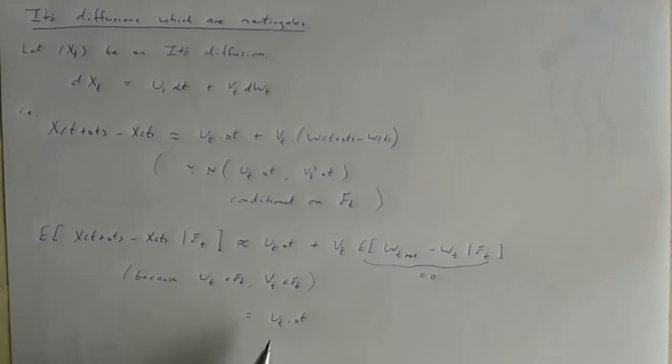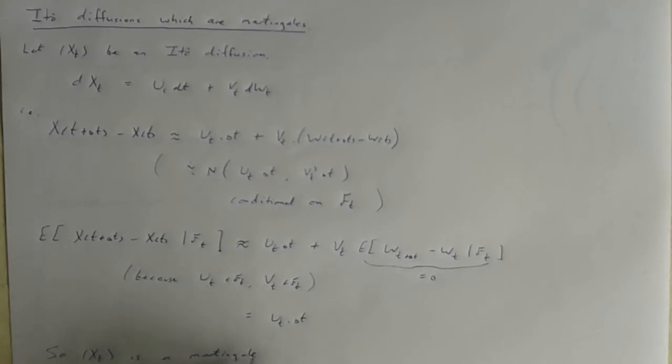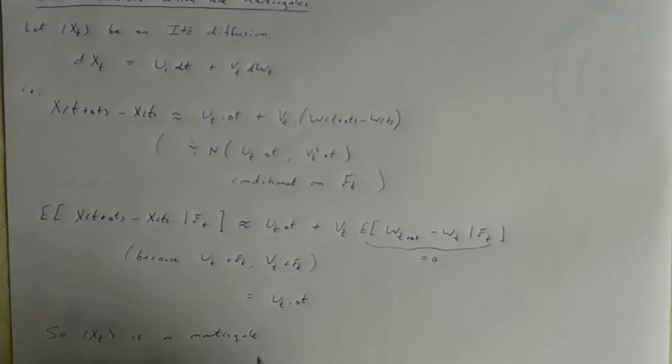But that points you to a very simple answer to the original question. What does it take to make an Ito diffusion be a martingale? All it takes is for the drift ut to be 0. So the process is a martingale. That's exactly equivalent to the process ut being identically 0. So this is a really simple thing. Among all the Ito diffusions, the ones that are martingales are just the ones with 0 drift.